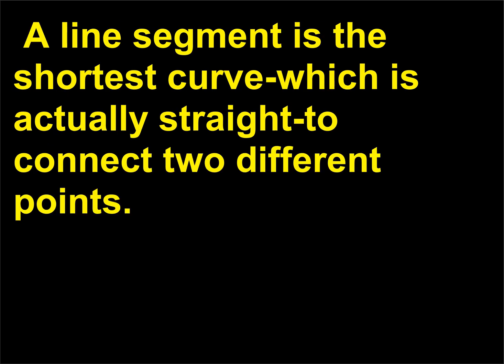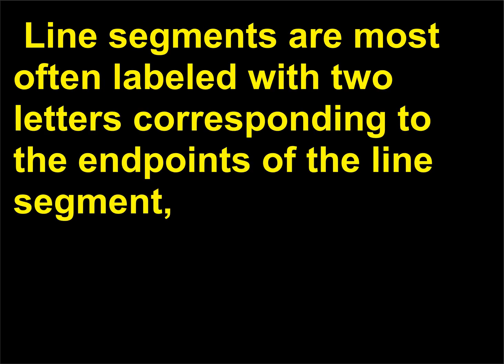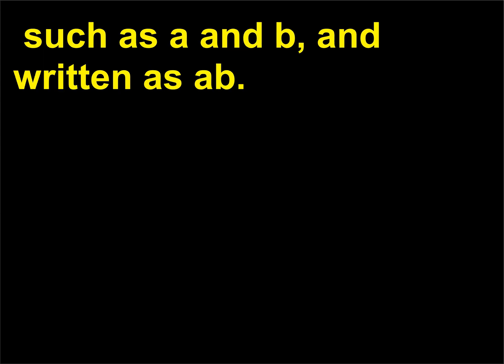A line segment is the shortest curve which is actually straight to connect two different points. It is a finite portion of an infinite line. Line segments are most often labeled with two letters corresponding to the endpoints of the line segment, such as A and B, and written as AB.